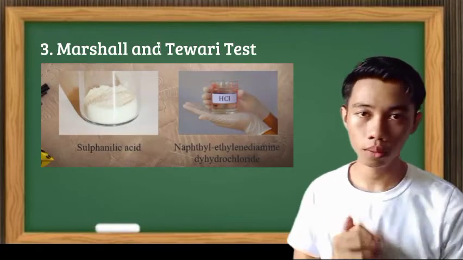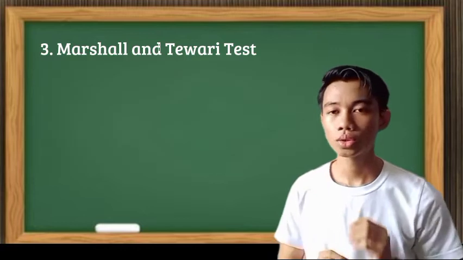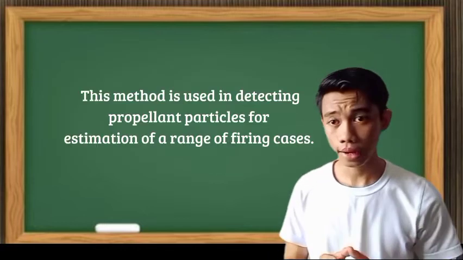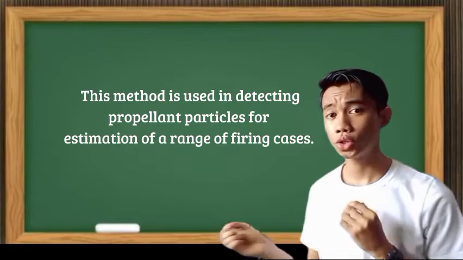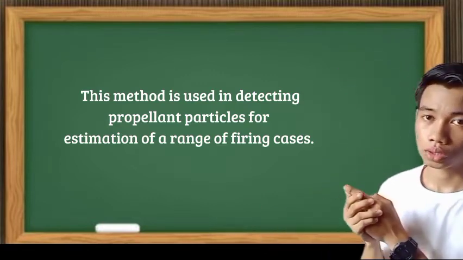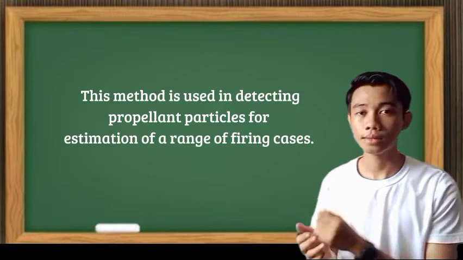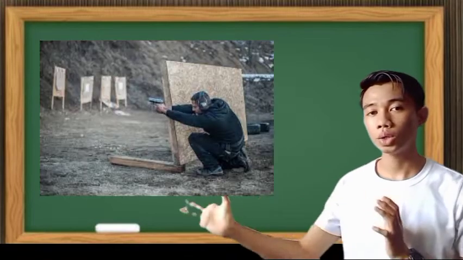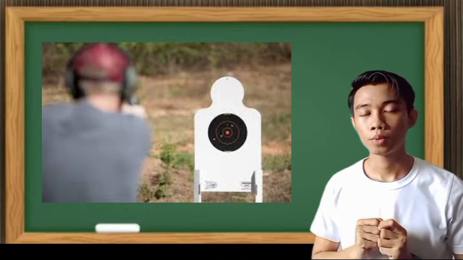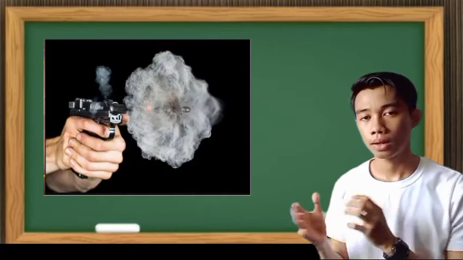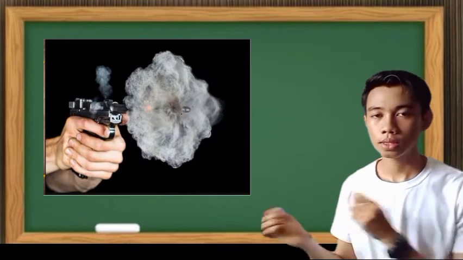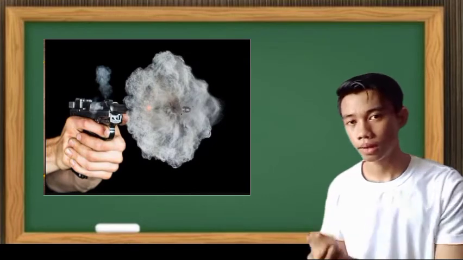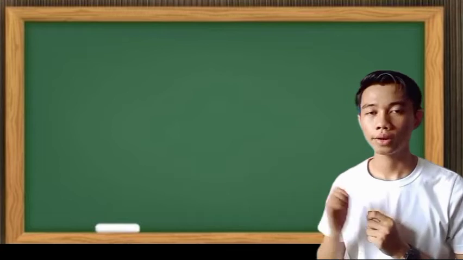Third method will be the Marshall inquiry test. So this method is used in detecting the propellants, particles, for the estimation of the firing range. So ginagamit siya sa firing cases kung gaano kalayo o kalapit yung projectile sa barrel. So this method applies sa process ng pagpaputok ng barrel sa object o sa target mismo.